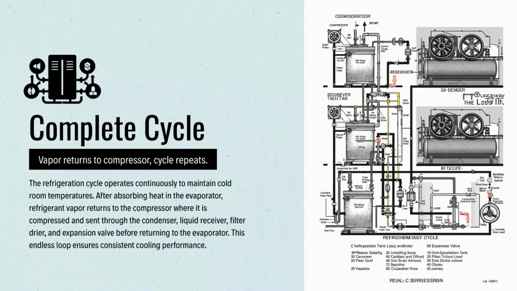Complete cycle. Vapor returns to compressor, cycle repeats. The refrigeration cycle operates continuously to maintain cold room temperatures. After absorbing heat in the evaporator, refrigerant vapor returns to the compressor where it is compressed and sent through the condenser, liquid receiver, filter dryer, and expansion valve before returning to the evaporator. This endless loop ensures consistent cooling performance.